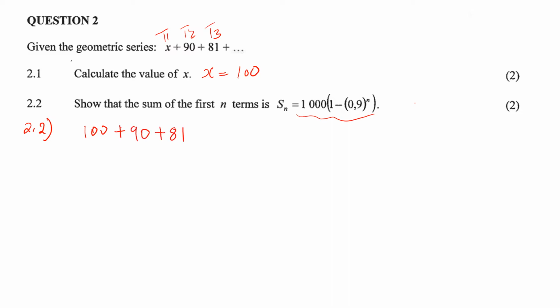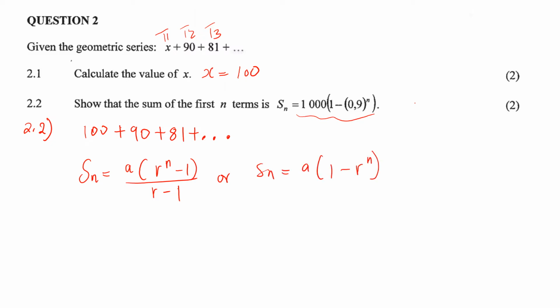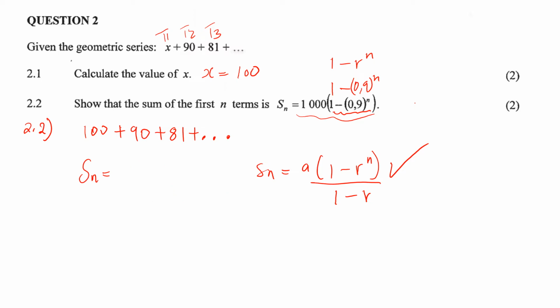So we can use the formula for the sum of a geometric series that says Sn equals a into r exponent n minus 1 over r minus 1, or we can use this formula, Sn equals a into 1 minus r exponent n over 1 minus r. Which one do you think we can use? We can just look at the expression inside the brackets: it says 1 minus 0.9 exponent n. Probably they used 1 minus r exponent n, so we're going to choose that formula because it will be easier to express that sum in terms of that.